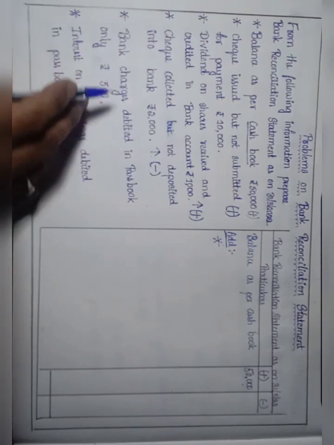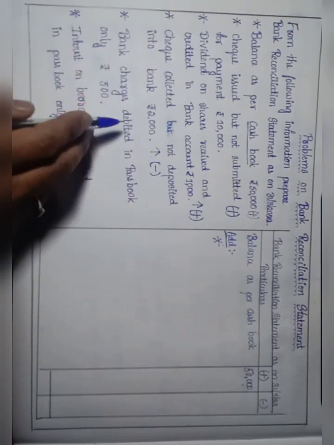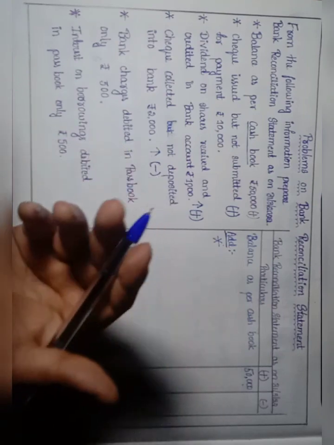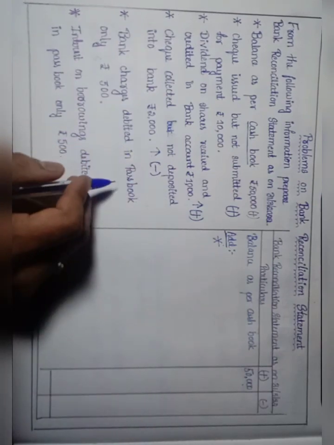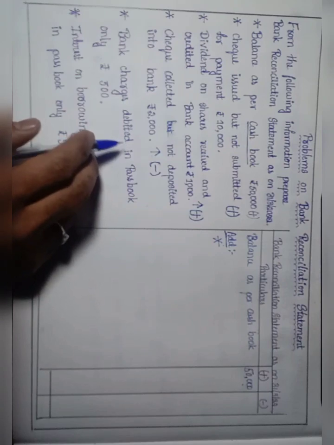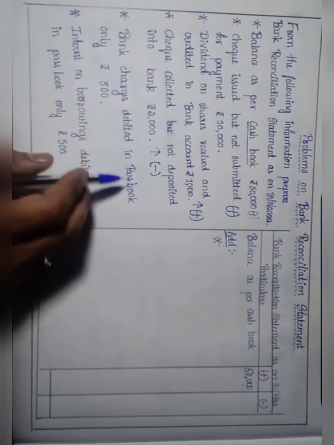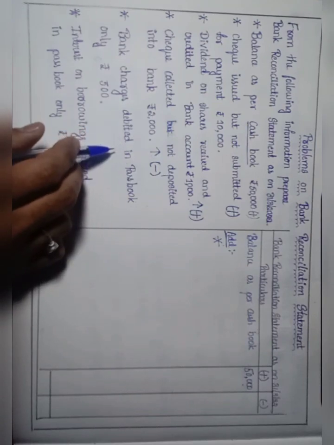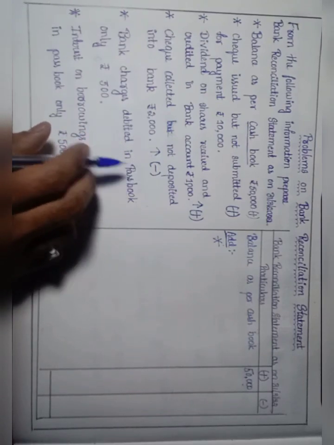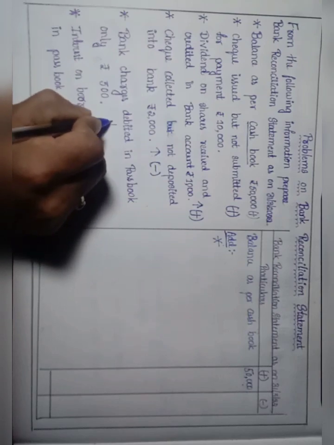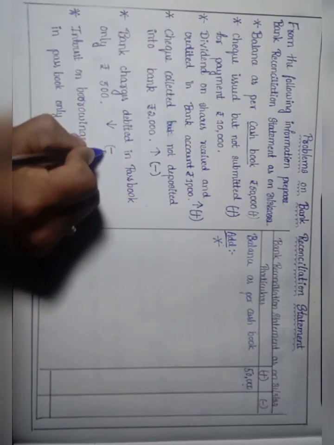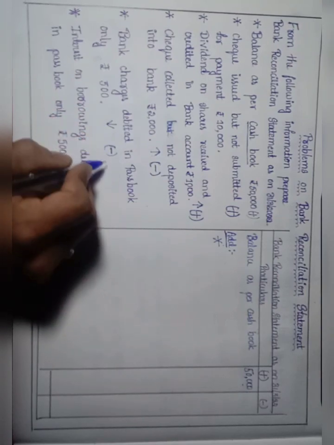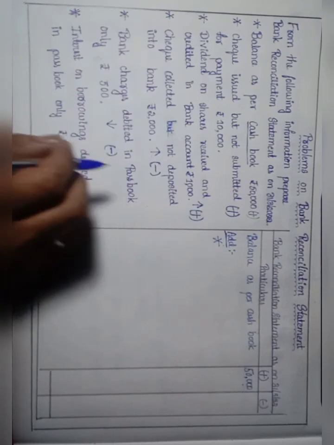Then bank charges debited in the passbook only. They are saying that, for example, the bank has imposed some service charges and that amount is deducted only in the passbook, which means it is not considered in the cash book. So in the passbook it is decreased, now in the cash book also we need to decrease it, we need to deduct, because it is not yet considered.